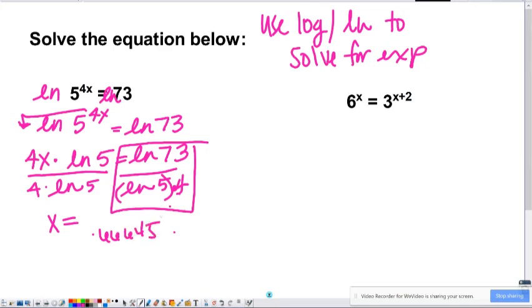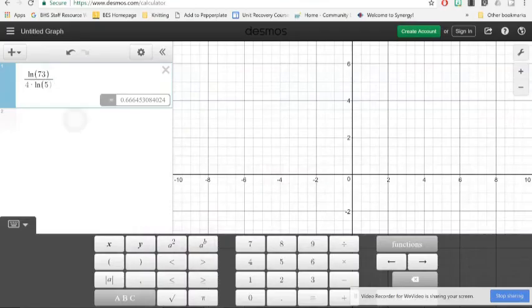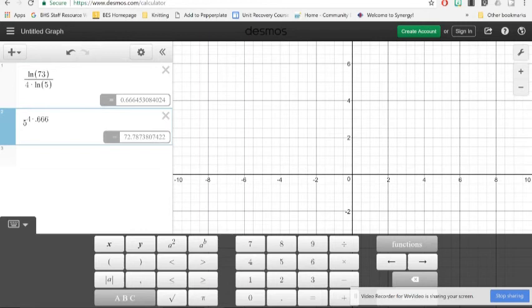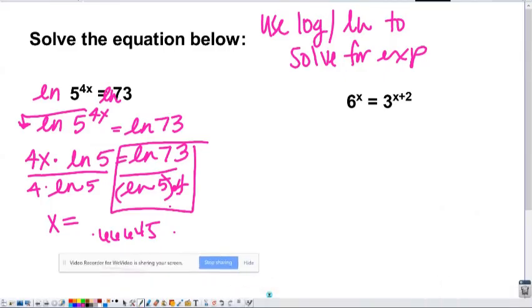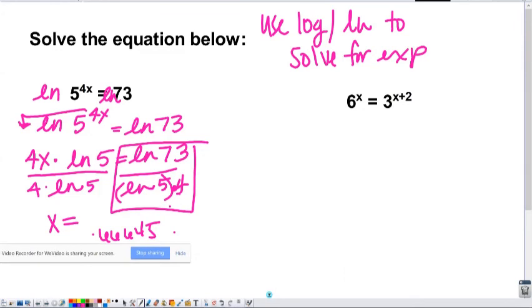And you could check your work by typing this in. 5 to the 4 times 0.66645. Look at this. I'm getting closer and closer to my answer of 73. So a way to check is to put your answer back in and just try it. So maybe you want to now pause the video. This one's going to take a little bit longer. It's a little bit more difficult, so see if you can get started.